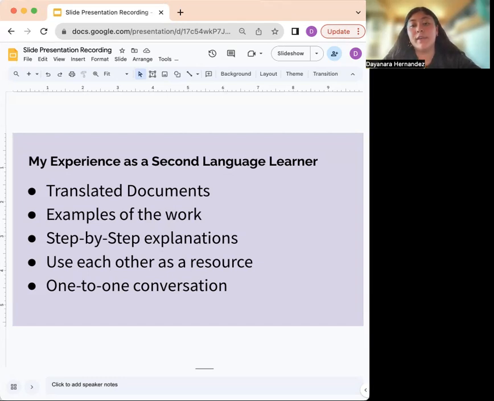Use visuals and give step-by-step explanations using simple words. This will help students who are learning a second language understand the task better. Make students feel safe and welcome, and use each other as a resource. Lastly, always try to make a one-to-one conversation and show your students that their effort matters, that their dedication and their learning also matters to you and everyone else.